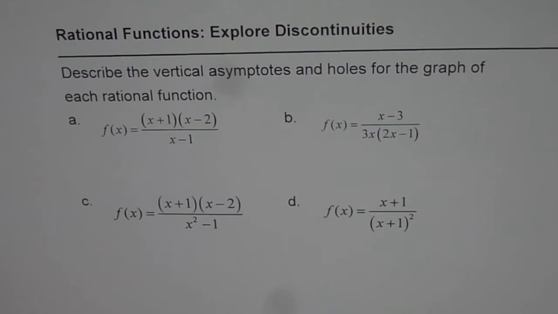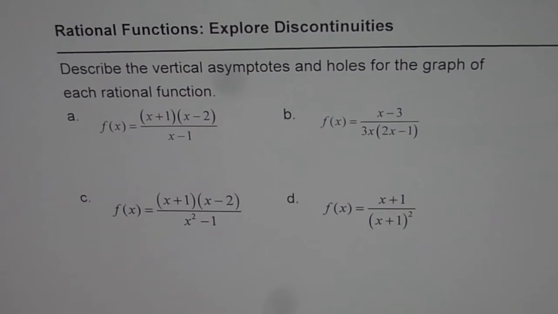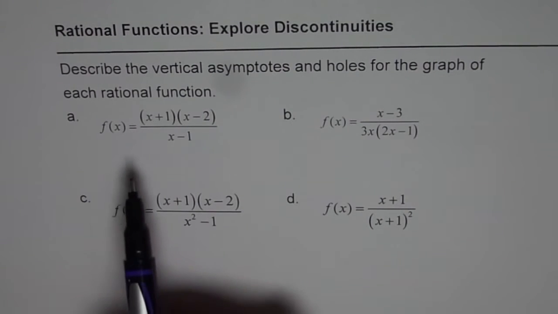Now when we examine the discontinuities in rational functions, what is important? It is important to see when we can have the denominator as 0, and it is also important to check the zeros of the numerator, since common zeros of numerator and denominator may give us a hole. So that is the base. Let's begin by answering these questions one by one.